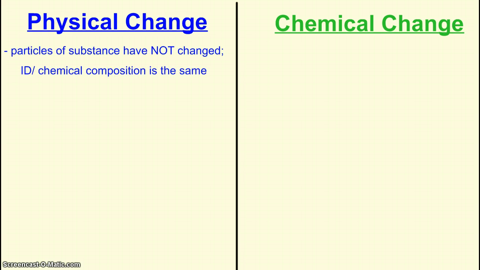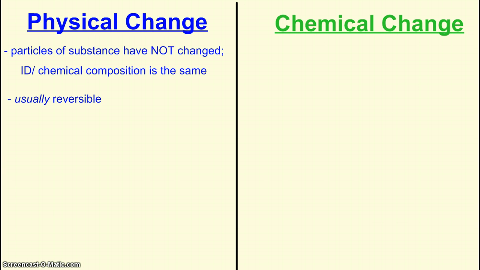One sign that a physical change has taken place is that the particles of the substance have not changed. The chemical composition hasn't changed at all. So if you think, for example, of water in liquid form freezing and turning into solid ice, the H2O molecule has not changed in any way, it's just changed its behavior. So that's one sign of a physical change.